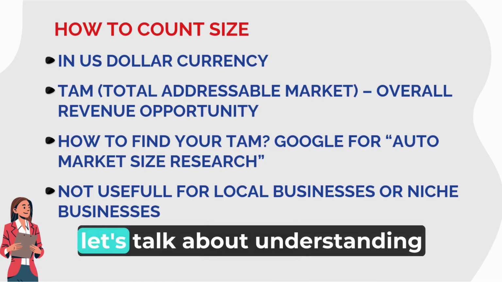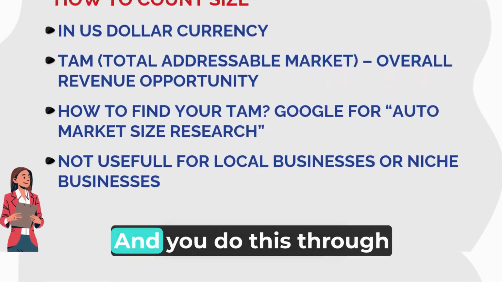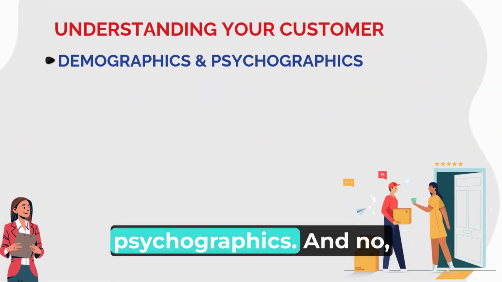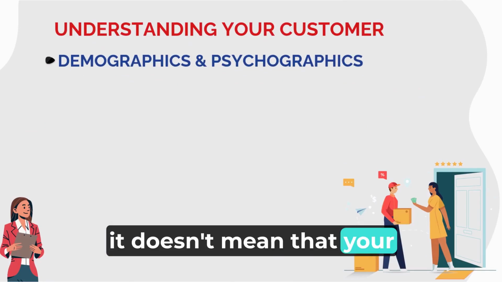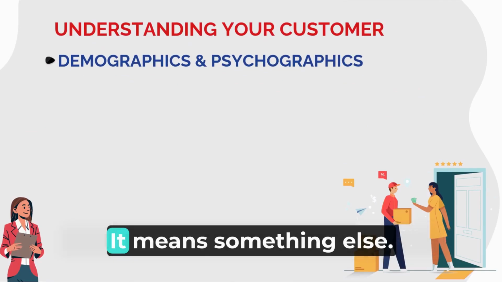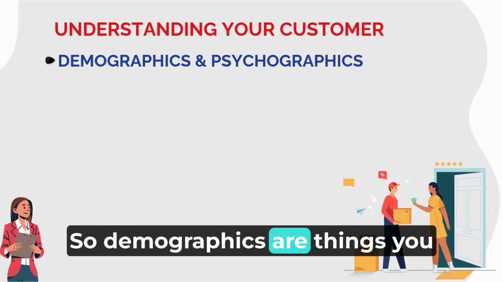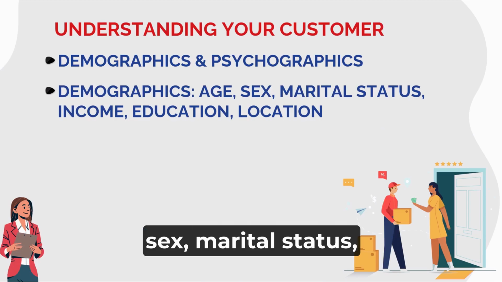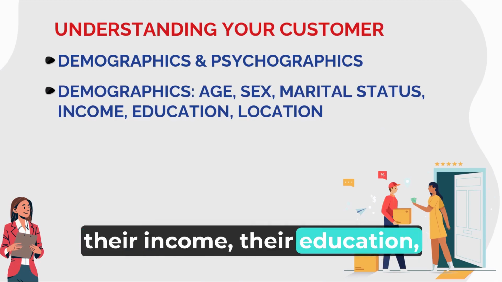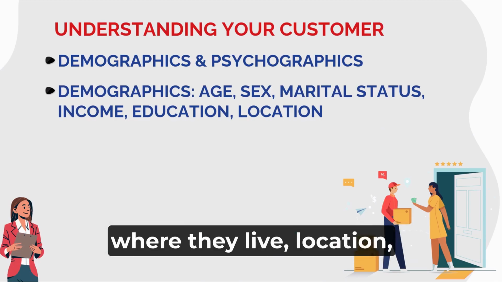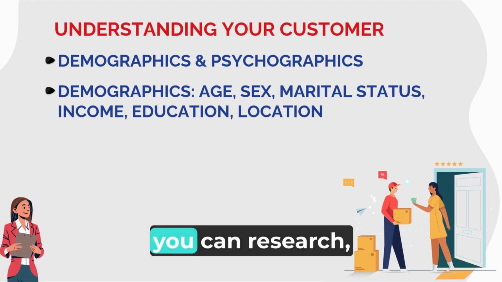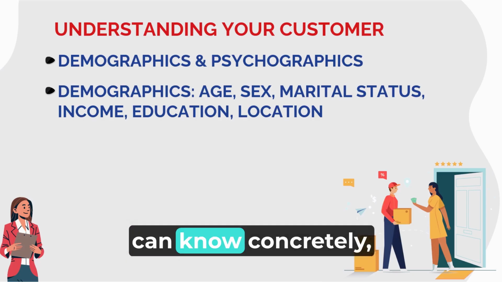So first, let's talk about understanding your consumer. And you do this through two things. They're called demographics and psychographics. And no, it doesn't mean that your customers are psychos and crazy. It means something else. Demographics are things you can objectively measure: age, sex, marital status, income, education, where they live, where they work. Things that are measurable and objective. This is something you can research and know concretely.